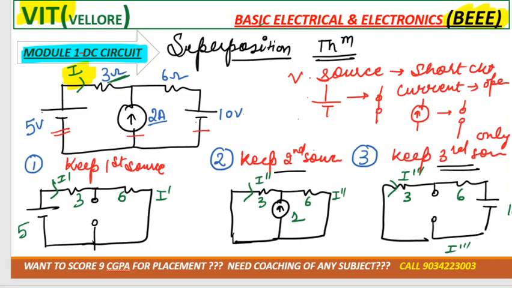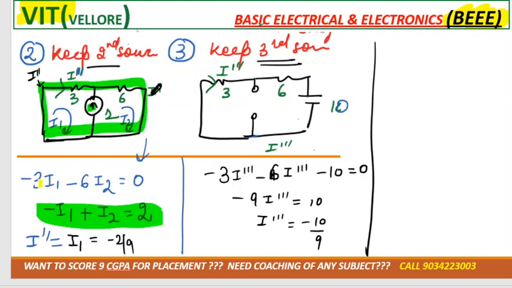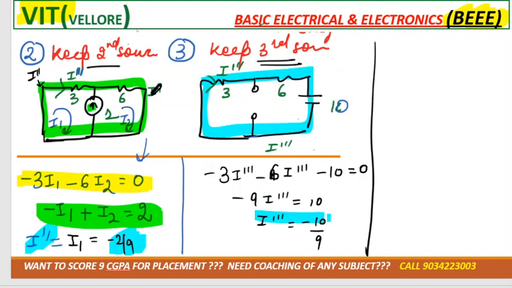Now calculate I dash. After solving the first mesh, you will get I dash as 5 by 9, right? After solving the second step, this is the current source. So one equation you make from the current source, and one equation you need to make from the super mesh. This is the super mesh equation. After solving, you will get I double dash as this one, correct? Now for the third step, I triple dash, you make the simple mesh equation and you will get the value of I triple dash as this one.